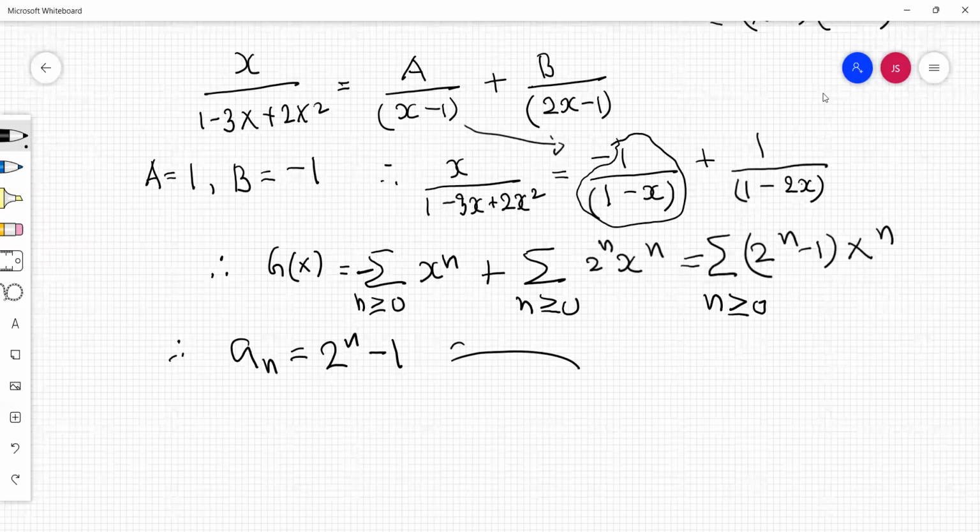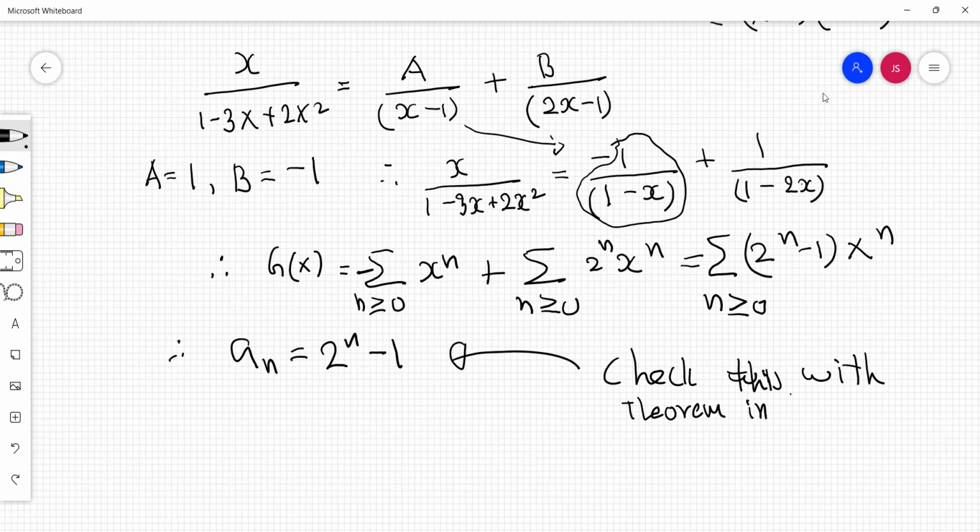And of course, you can check your answer. Compare with the theorem in linear recurrence relations. Of course, you can do that also.